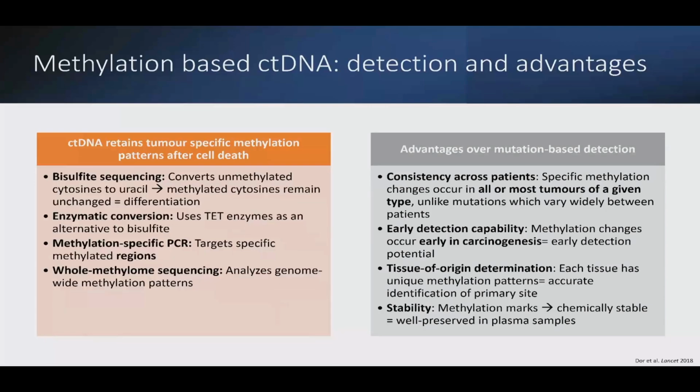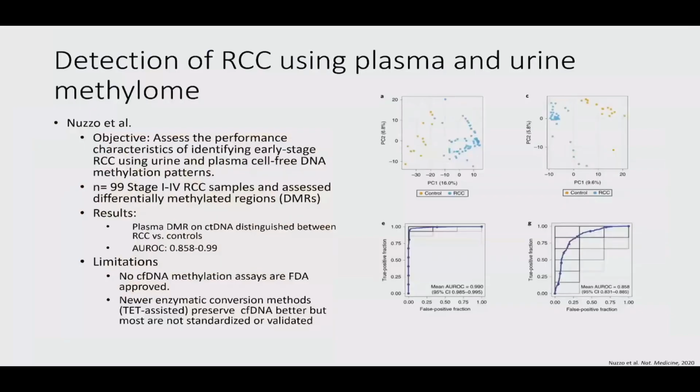The main advantages of methylated ctDNA over mutation-based detection are that it's consistent across patients, can be detected early in the disease course. It allows for determination of the tissue of origin, and it is stable in plasma, so it can be well preserved. Nuzo and colleagues performed a study to assess the performance characteristics of this assay in identifying early stage RCC using urine and plasma ctDNA methylation patterns.